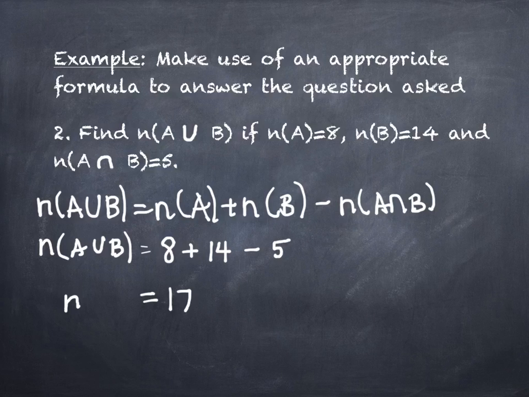So the number of items in A intersect B is 17.